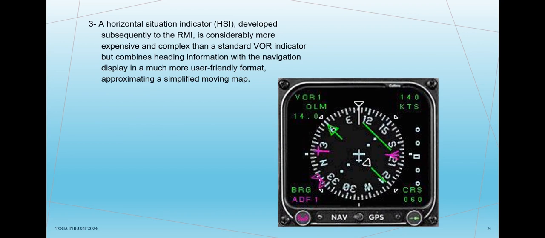3. A horizontal situation indicator, HSI, developed subsequently to the RMI, is considerably more expensive and complex than a standard VOR indicator, but combines heading information with the navigation display, in a much more user-friendly format, approximating a simplified moving map.